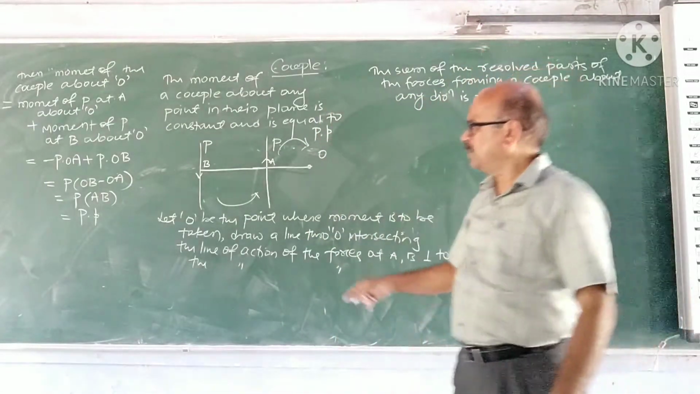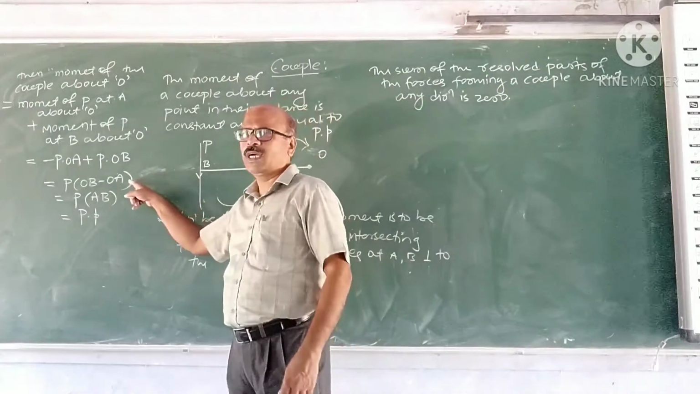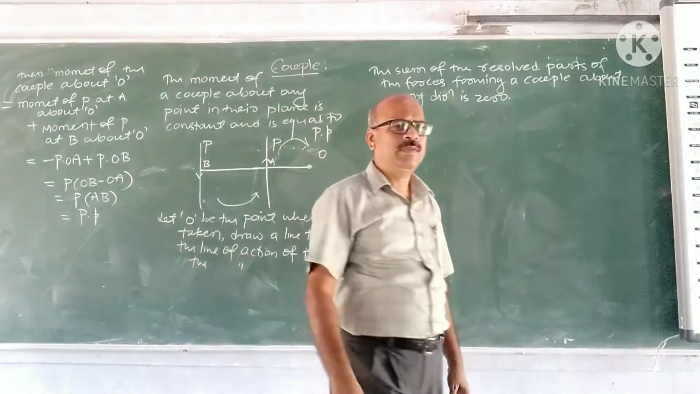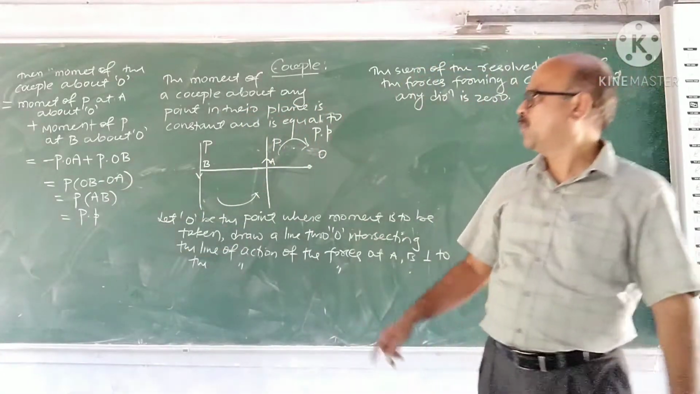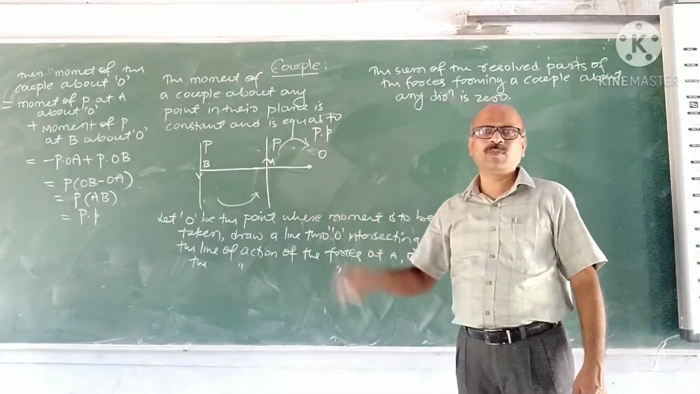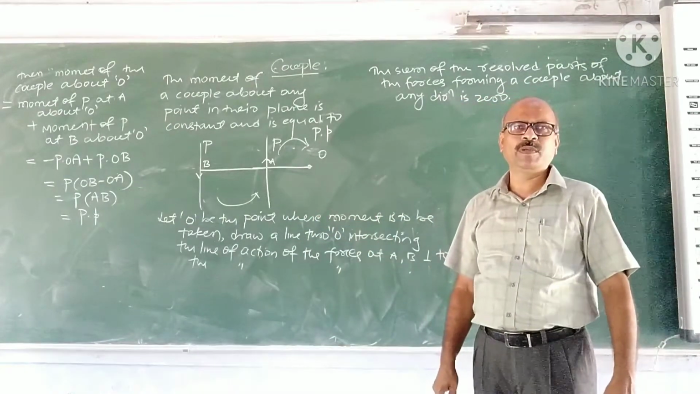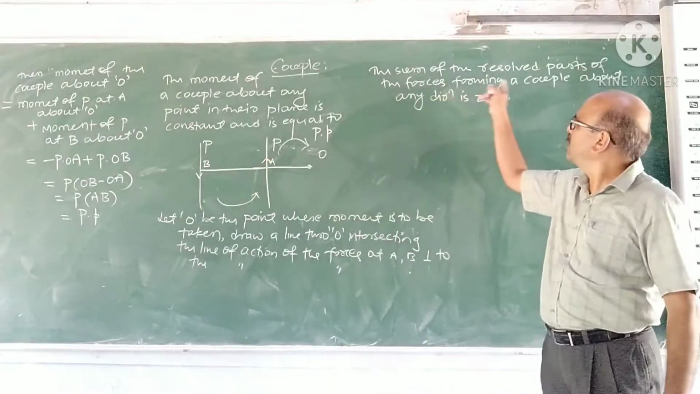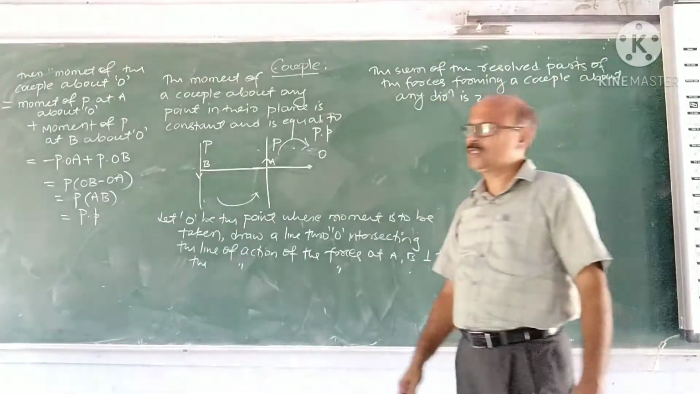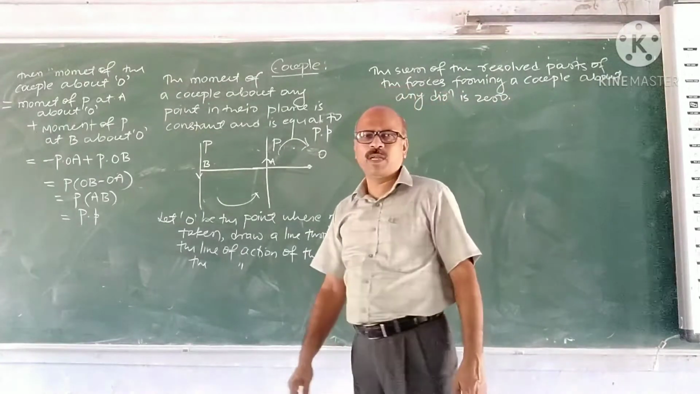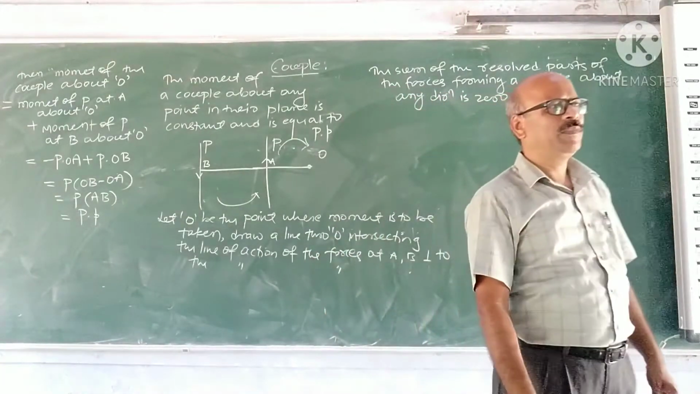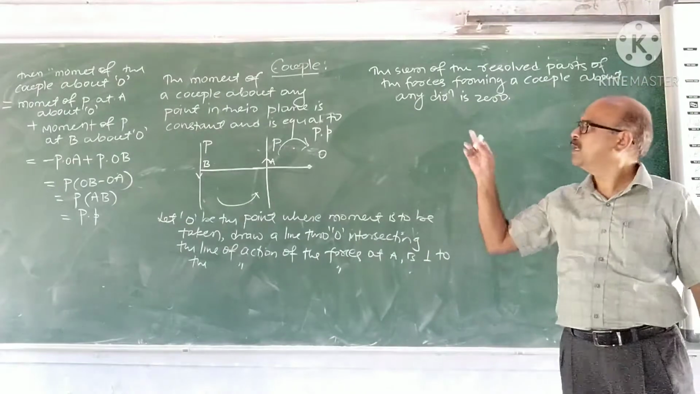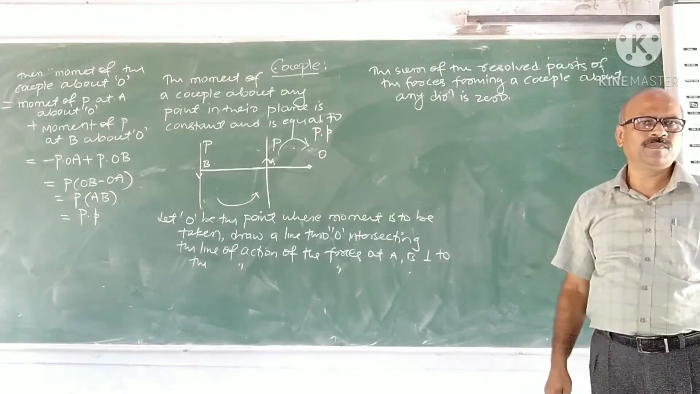All of you have taken this one. First result: the moment of the couple about any point in their plane is the force forming the couple into the arm of the couple, capital P into small p. Second result: the sum of the resolved parts of the forces forming the couple about any direction in their plane is always 0.